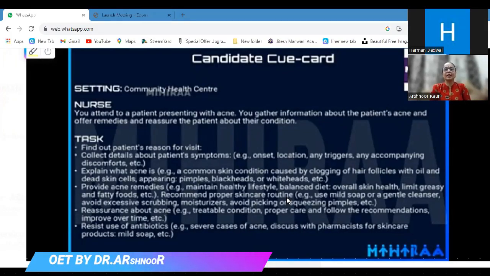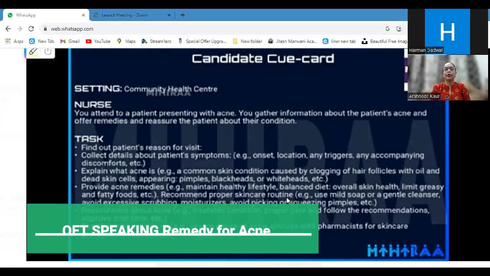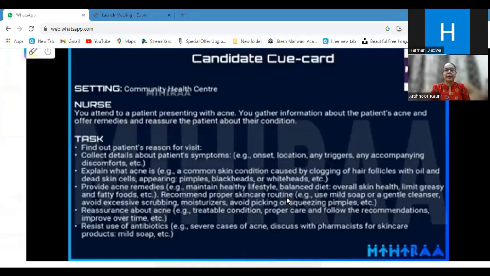I've started a series of OET role plays discussion, and today I'm going to discuss an important topic of OET speaking. First of all, thanks Mahira from where I have got this role play task. I'm using your role play task. Thank you so much for allowing me for this. So let's start with this.